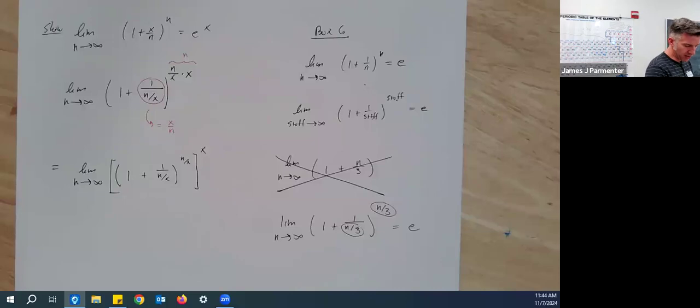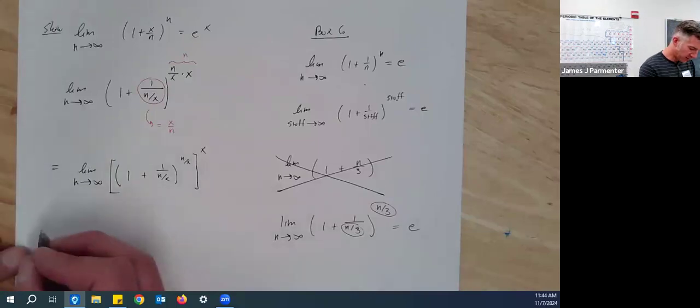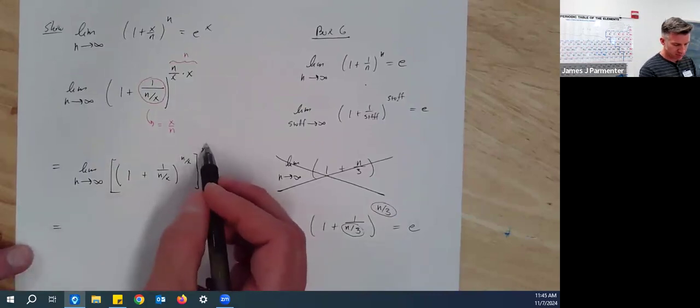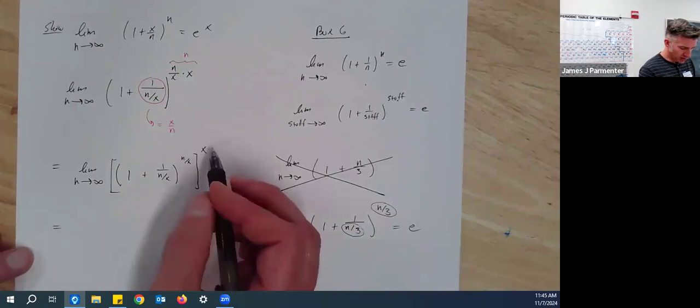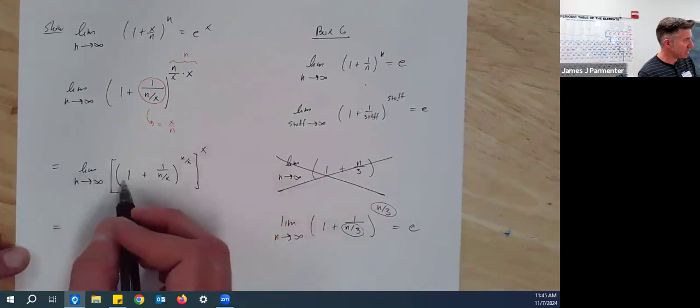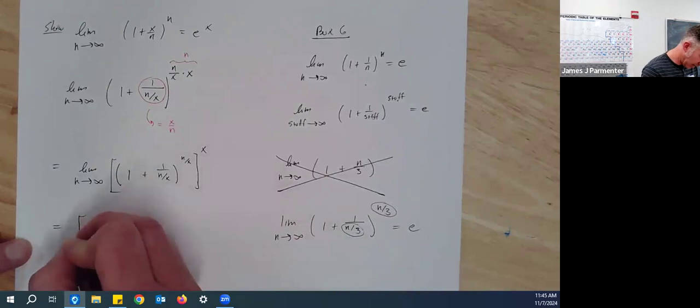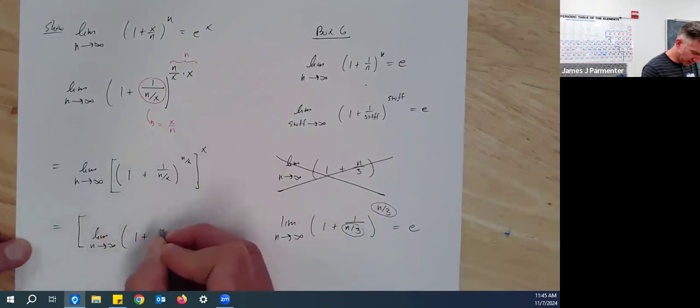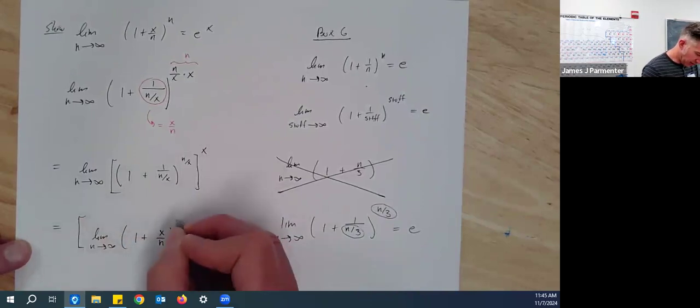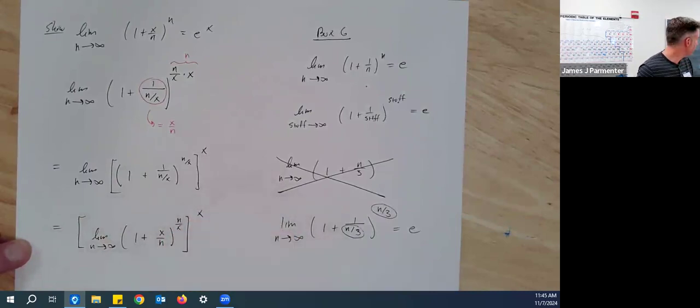And now, one thing. This x doesn't care what n's doing, right? x is independent of n. So I could actually bring this limit inside of these brackets and write this as the limit as n goes to infinity of 1 plus, I am going to write it as x over n here just to make it look normal, to the n over x power, all raised to the x power.